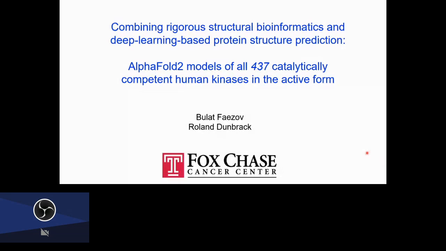So what we're going to talk about today is making models, like the previous speaker, of the active form of kinases. I had to change the title because we went from 438 catalytically competent kinases to 437. And by catalytic kinases I mean those that can perform phosphorylation, as opposed to pseudokinases, which may be missing one or more of the catalytic residues.